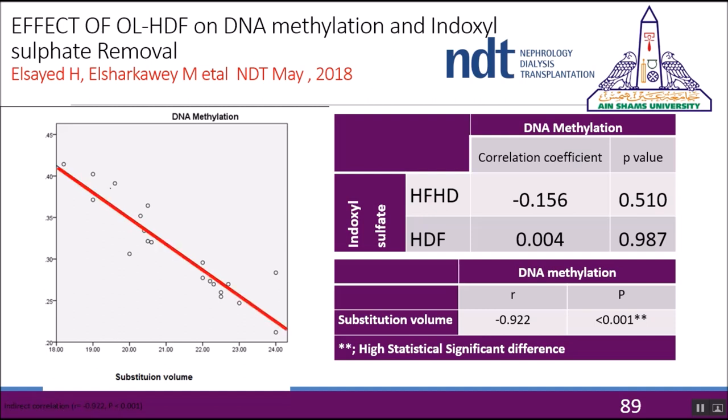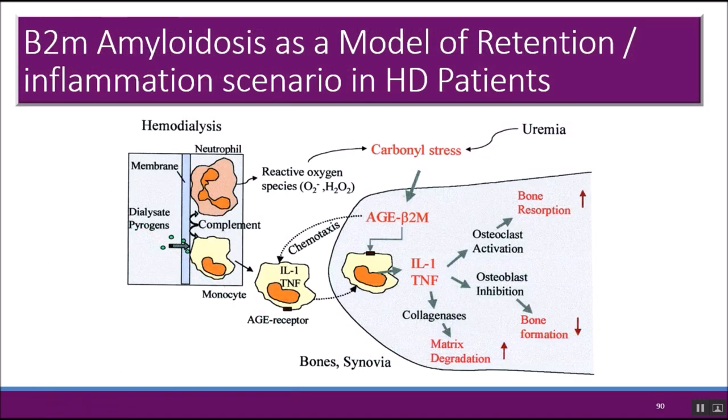Importantly, DNA methylation improvement is dose dependent on the convection volume. So you need a higher convection volume to improve the DNA methylation effect of uremia. An example is beta 2 microglobulin amyloidosis as a model of retention inflammation. In hemodialysis, we have a retention molecule, beta 2 microglobulin.